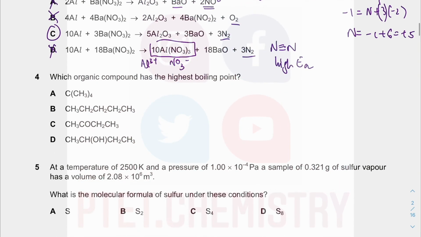Question number 4, they ask for which one has the highest boiling point. These are all simple molecular structures. I could tell by looking at the molecular formula. They have molecular formula because they are simple molecules, okay? Molecular formula is defined as the actual number of atoms in one single molecule. So each of these can exist as a single molecule. Therefore, we need to think about breaking intermolecular forces, alright?